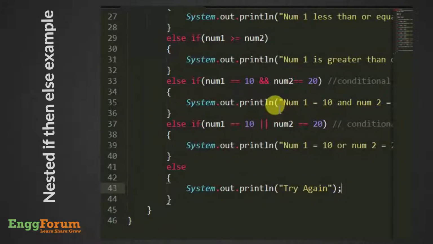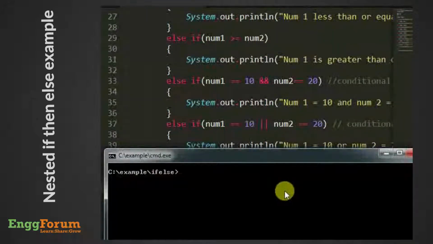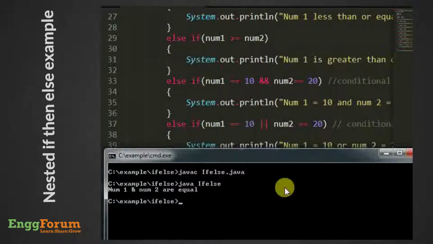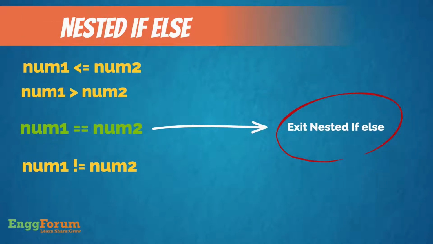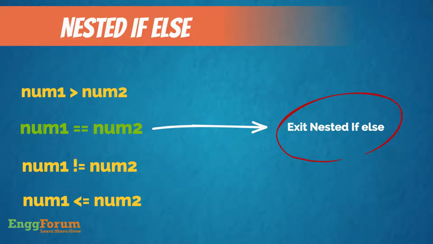Next, compile and run program. Thus we have results for our nested if-else example. In our nested if-else statements, once program finds a true condition, it executes statements within that particular block, and program will exit entire nested if-else.